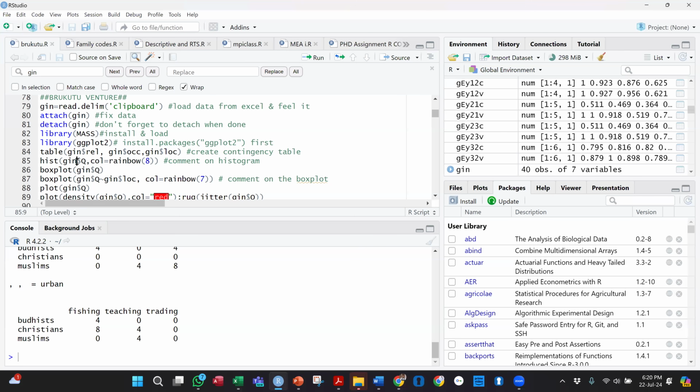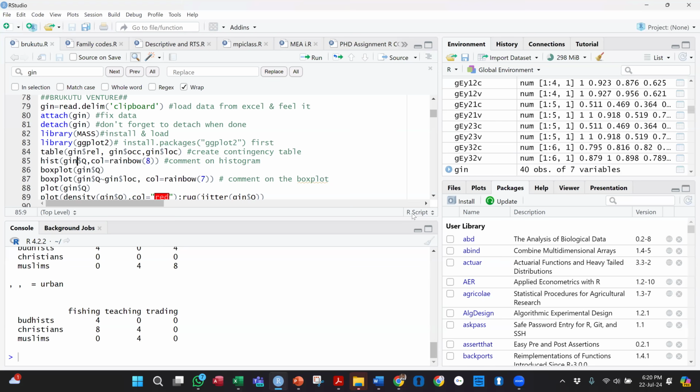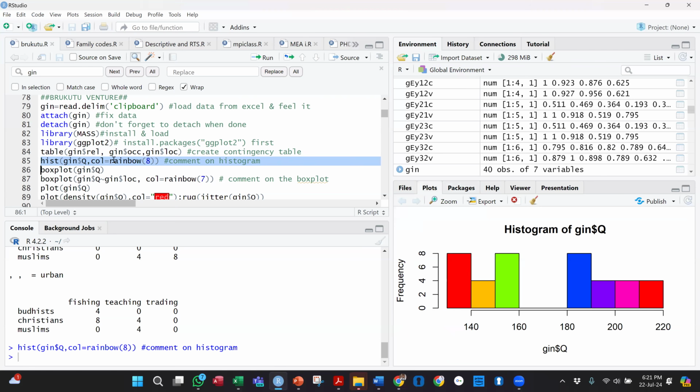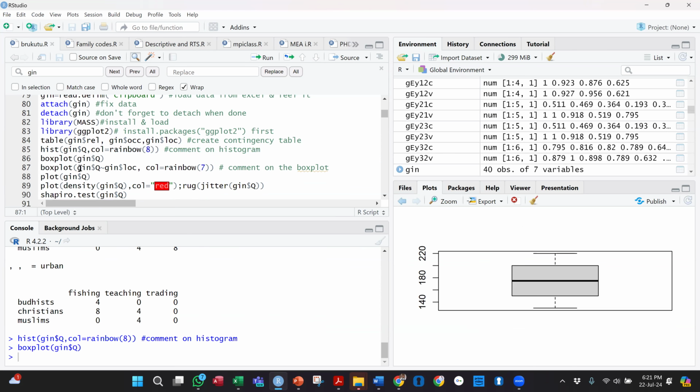You can generate a histogram. I have the command here. You can check it later in yours. You can generate a histogram by using this command. And this will give you a histogram of the quantity demanded. You can choose a rainbow color so that it gives you all the colors. That's what you have on the right-hand side. You can generate a box plot of the data, in this case, the quantity demanded.